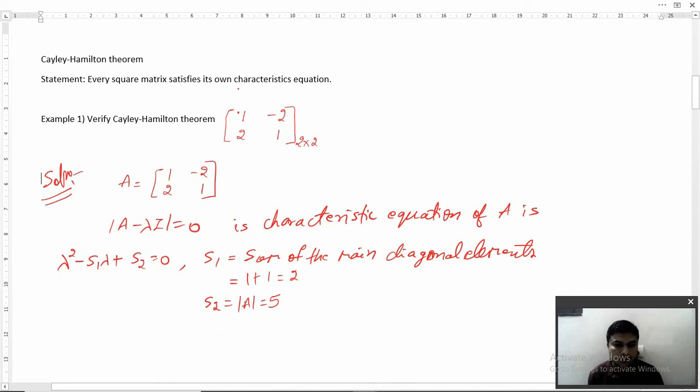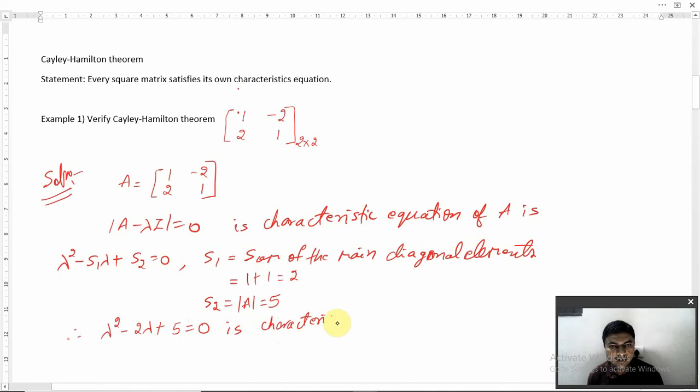So whenever you write a 2 cross 2 matrix, you have to remember this characteristic equation: lambda square, with signs plus minus plus, so lambda square minus S1 lambda plus S2 is equal to 0. S1 you know is 2 and S2 is equal to 5. So therefore what will be the value here, students? Therefore you will get the characteristic equation lambda square minus 2 lambda plus 5 is equal to 0. So this is our characteristic equation.